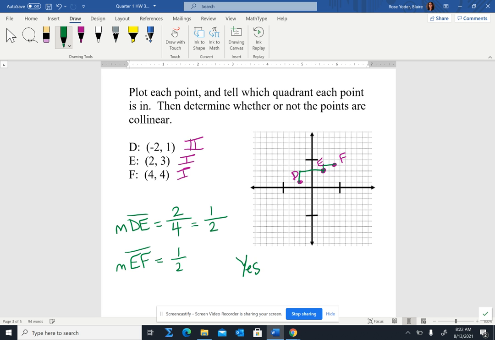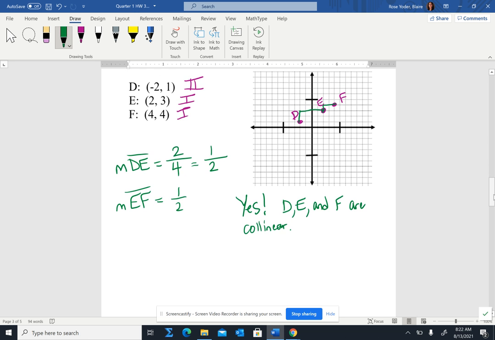So yes, D, E, and F are collinear. I would say there's 2 good ways to explain that. You could either say they all lie on the same line, or you could say the slope of DE is the same as the slope of EF. And that is why they are collinear.